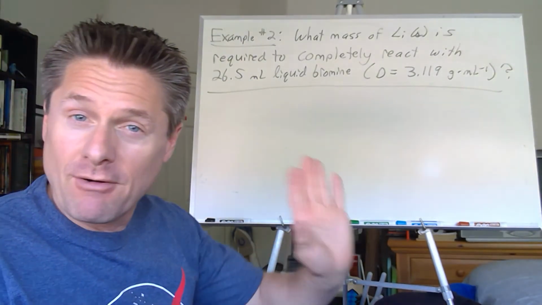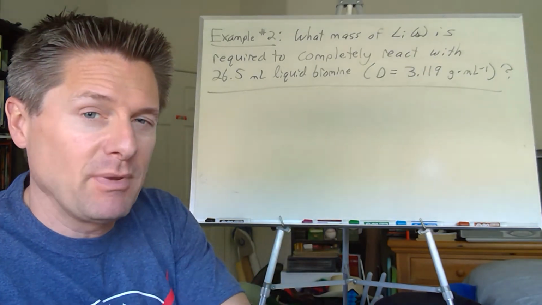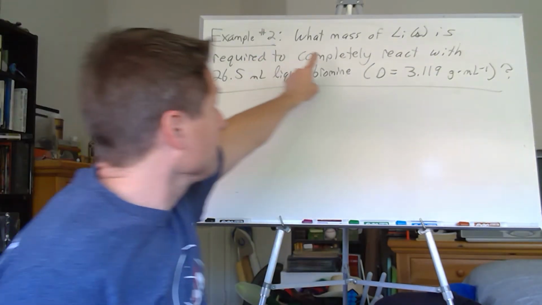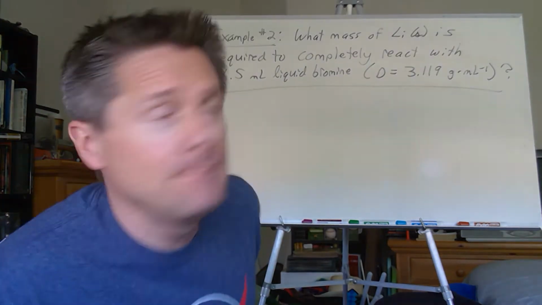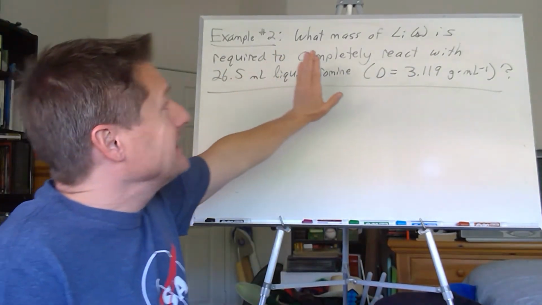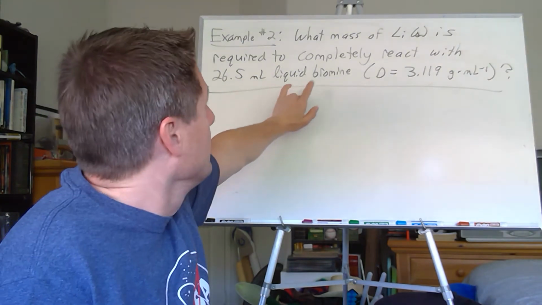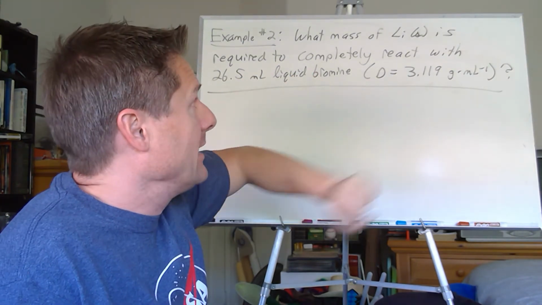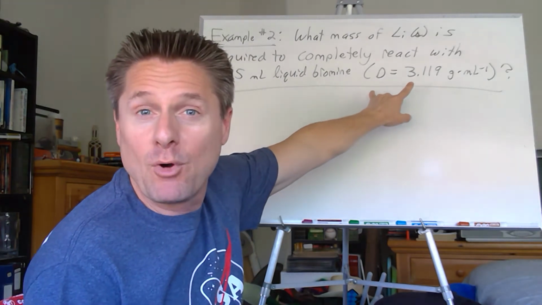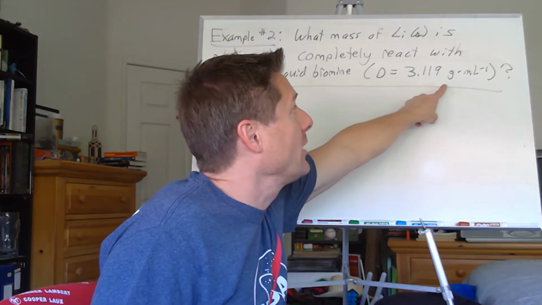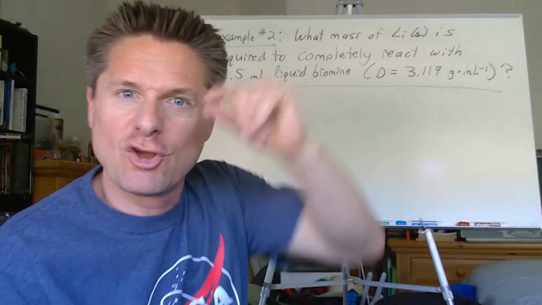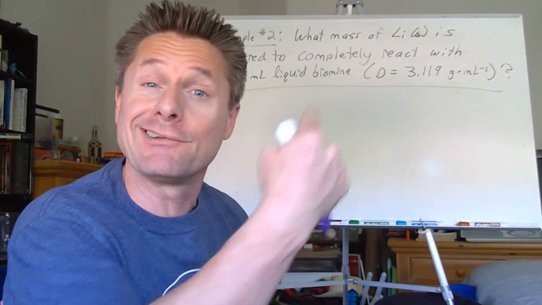A little bit harder. I didn't give you the balanced chemical equation on this puppy. How are we going to do it? What mass of lithium solid is required to completely react with 26.5 milliliters of liquid bromine? And the density of the liquid bromine is provided as 3.119 grams per milliliter. Again, you can do grams over milliliters or grams times milliliters to the -1.